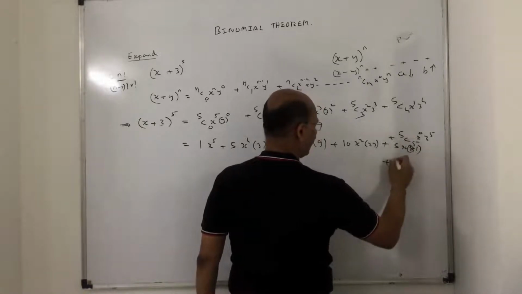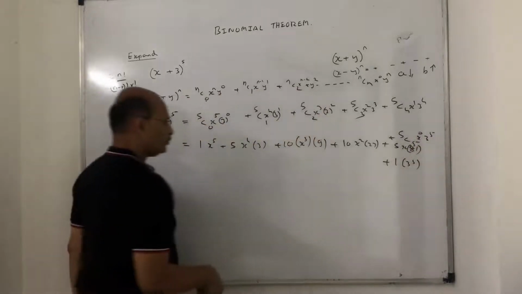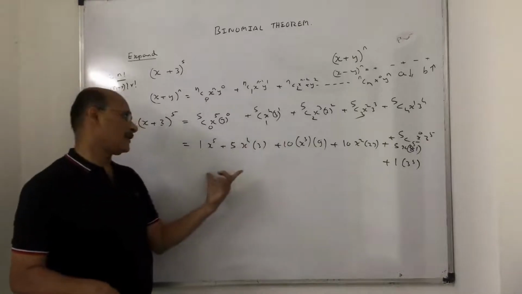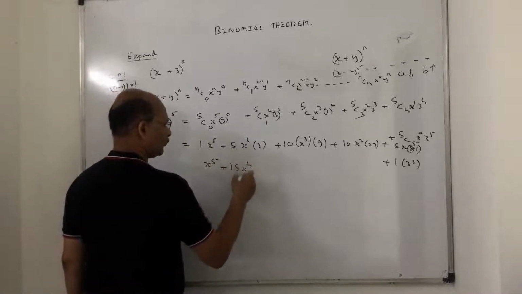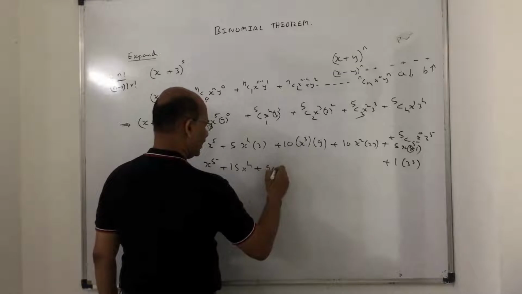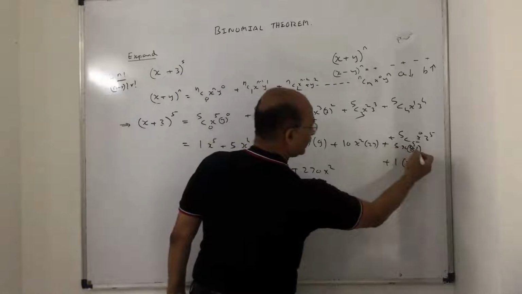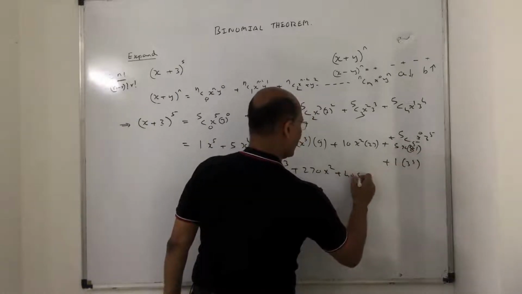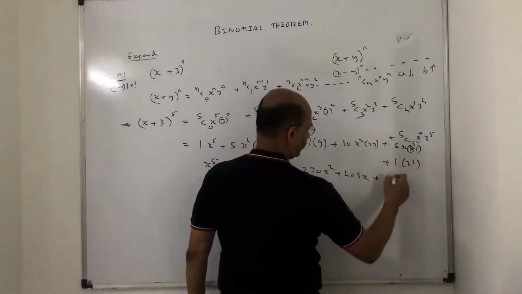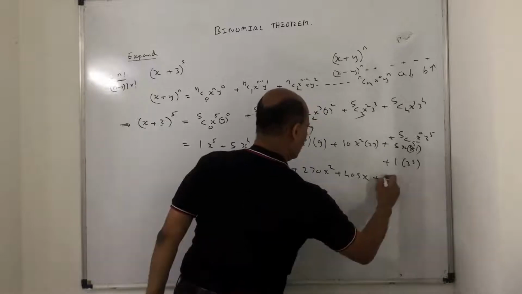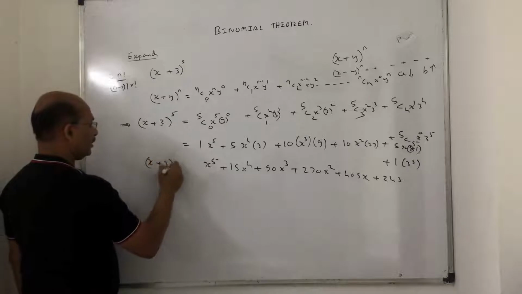Then finally this 5C5 will be 1, and x raised to 0 is 1, 3 raised to 5, whatever you get. So just take the numbers together and expand it properly. For example, this will become x raised to 5, this will become 15x raised to 4 plus 90x raised to 3 plus 270x square plus 405x plus 3 raised to 5. So I think it should be 243. So this is actually the expansion of (x plus 3) raised to 5.